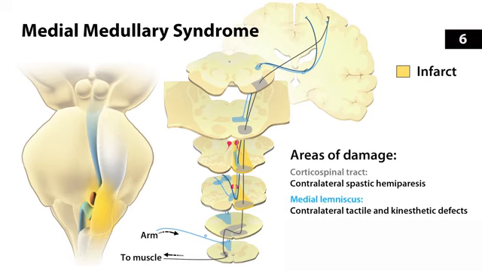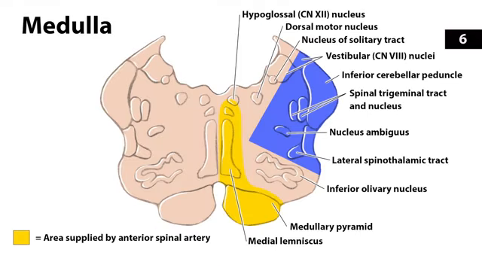There's damage to the medial lemniscus, which causes contralateral sensory deficits, tactile and kinesthetic defects. That's another word for proprioception. And then the hypoglossal nerve damage will cause the tongue to deviate toward the lesion. The patient may present with slurred speech because the tongue isn't working correctly. And remember that the vessel involved is the anterior spinal artery, which supplies blood to the medial structures in the medulla.